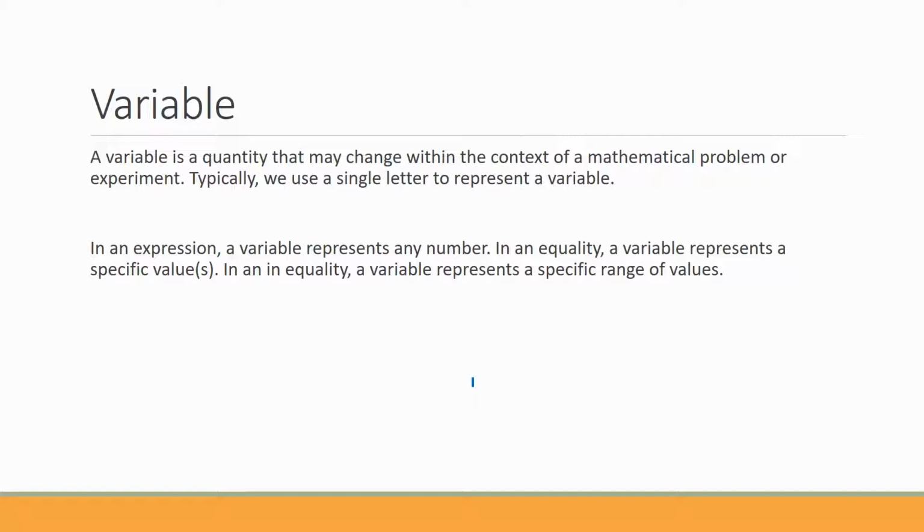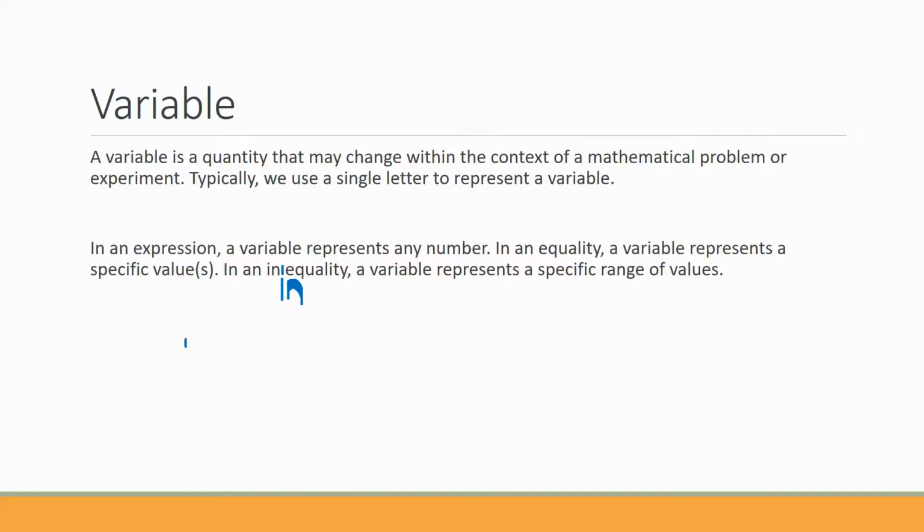In an expression, a variable represents any number, and in an equality, a variable represents specific values. In an inequality, a variable represents a specific range of values. This should say inequality here.